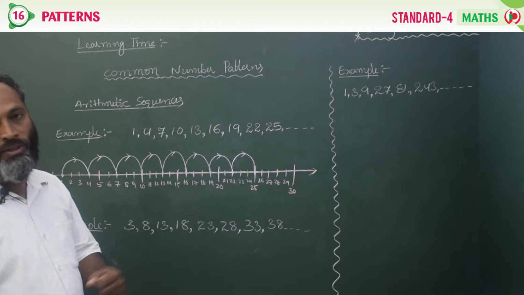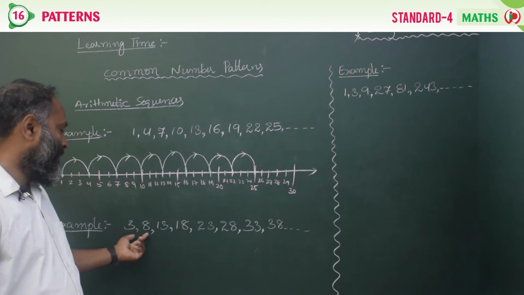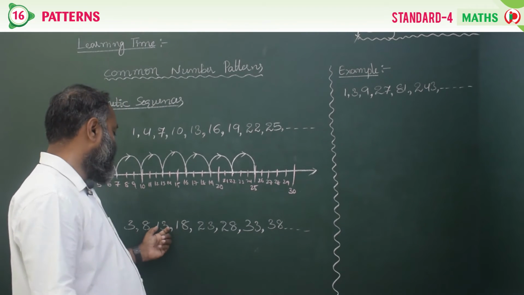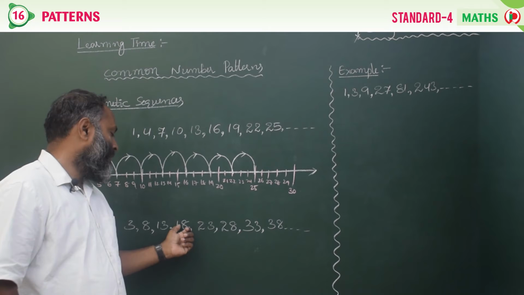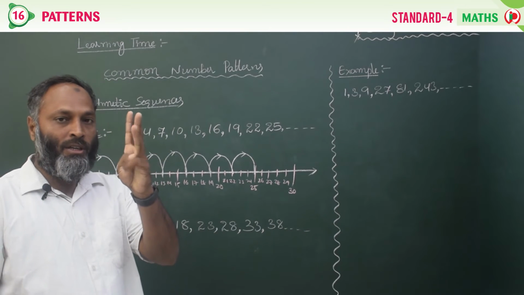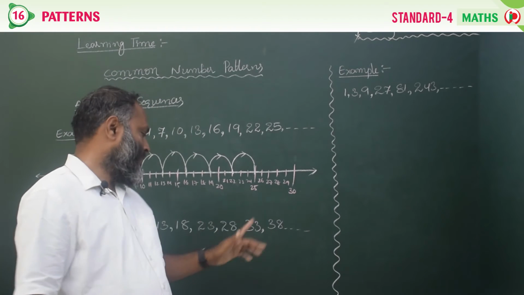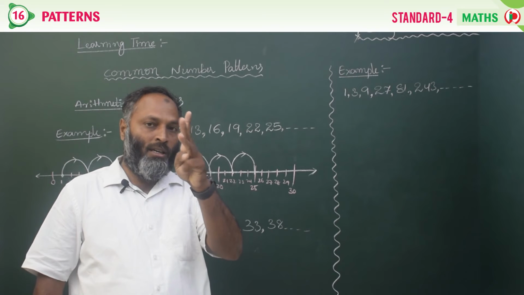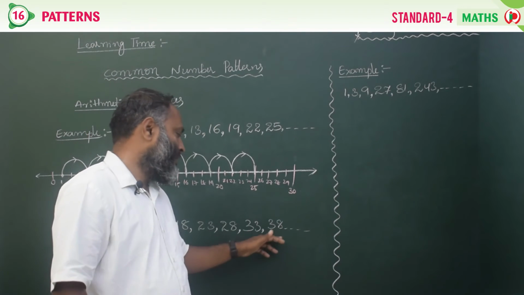Again, see how much we should add to get 13: 8, 9, 10, 11, 12, 13. If you add 5 to this 8, you will get 13. For 13, to get 18: 14, 15, 16, 17, 18, again 5. For 18 to get 23: 19, 20, 21, 22, 23, again 5. For 23 to get 28: 24, 25, 26, 27, 28. For 28 to get 33: 29, 30, 31, 32, 33. For 33: 34, 35, 36, 37, 38.